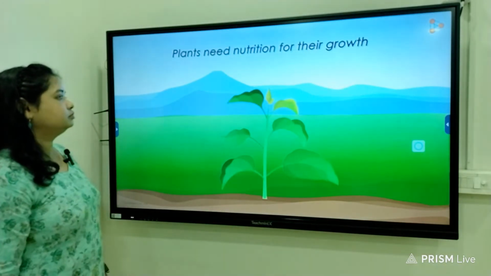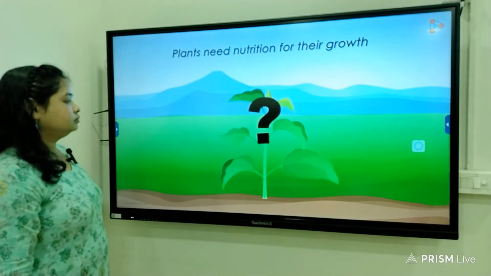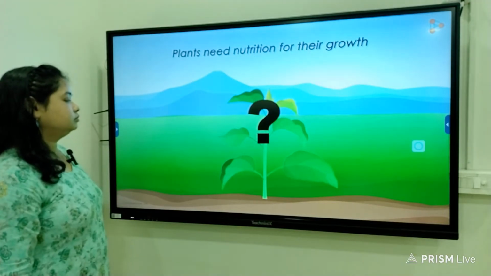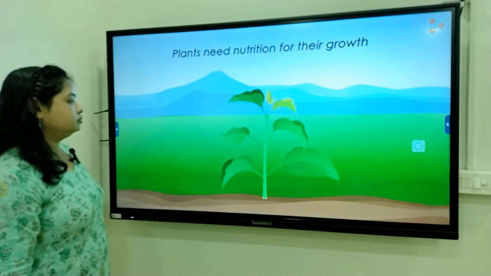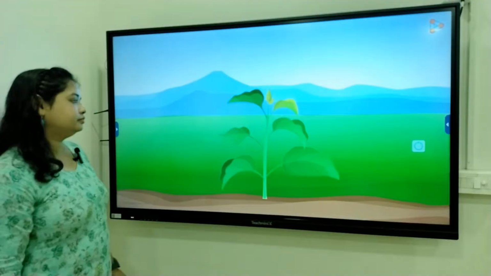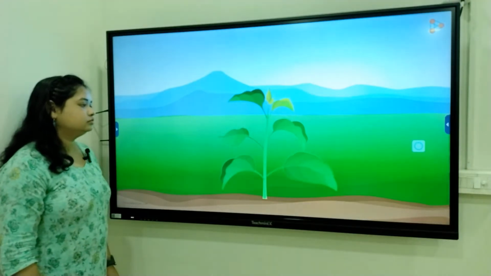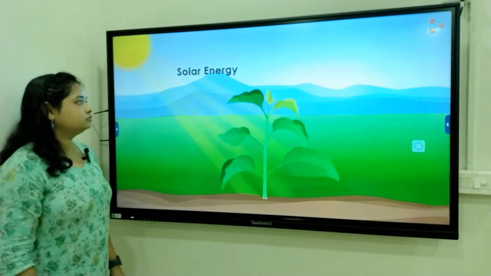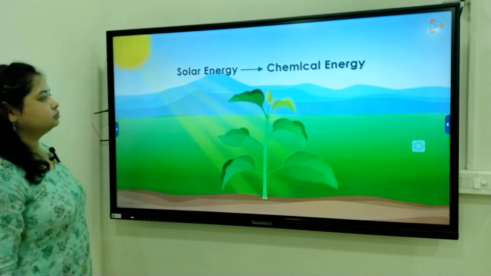that plants also need nutrition for their growth. But how do they get it? We never see them having food like us. Well, green plants possess a power which humans can only dream of. They carry out a magical process in which solar energy is converted into chemical energy.